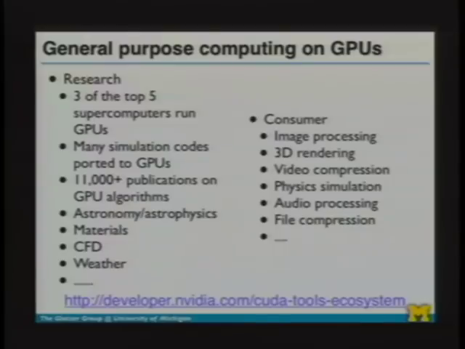I've included a long list of things here. On the research side, right now, 3 of the top 5 on the top 500 list are running NVIDIA GPUs. Lots of simulation codes have been ported to GPUs. There's a huge industry in computer science and computer engineering fields where people are developing GPU algorithms and publishing papers on how to do computations fast on GPUs. Just a few applications where they're being used: astronomy, materials, CFD, weather simulations, and on and on and on.